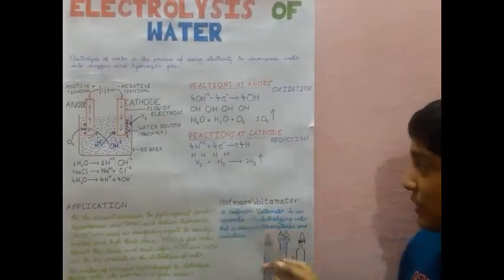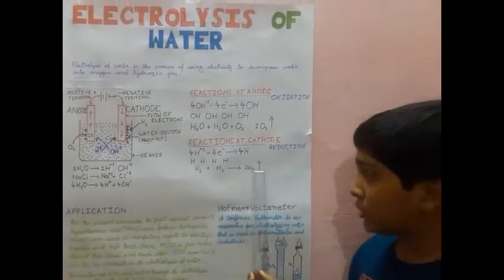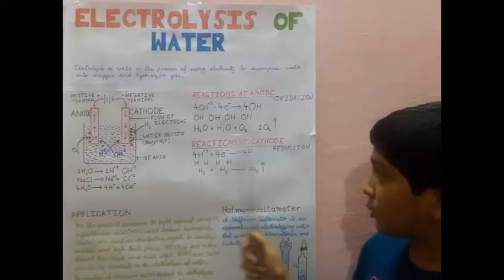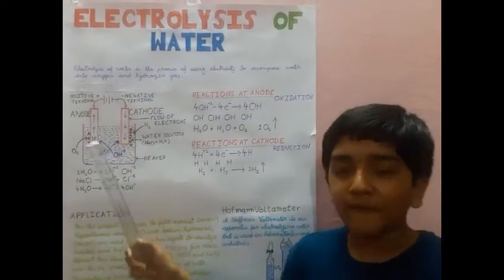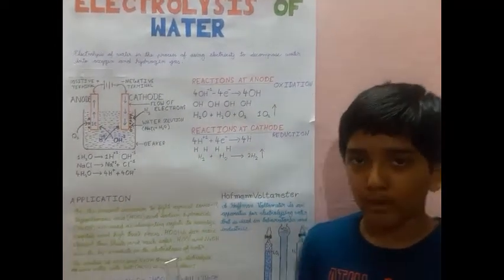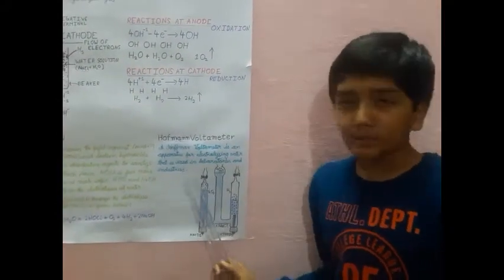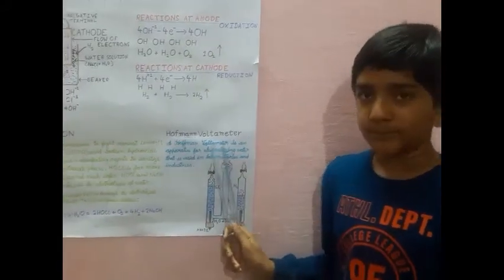From these equations we can derive that two hydrogen molecules are released at the cathode and one oxygen molecule is released at the anode, which I will prove and show in my model. This is the apparatus used in laboratories for electrolyzing water. It is called the Hofmann voltameter.